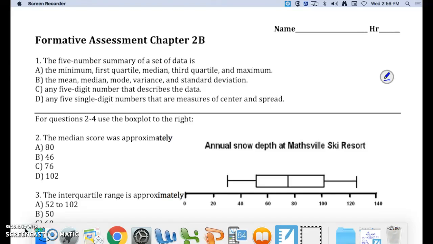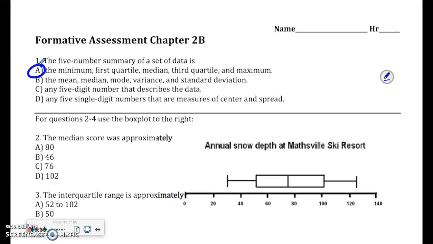All right, 5-number summary of a set of data. That is letter A. Minimum, first quartile, median, third quartile, and maximum. 2 through 4, we're going to use this box plot that is shown at the right for the ski resort.